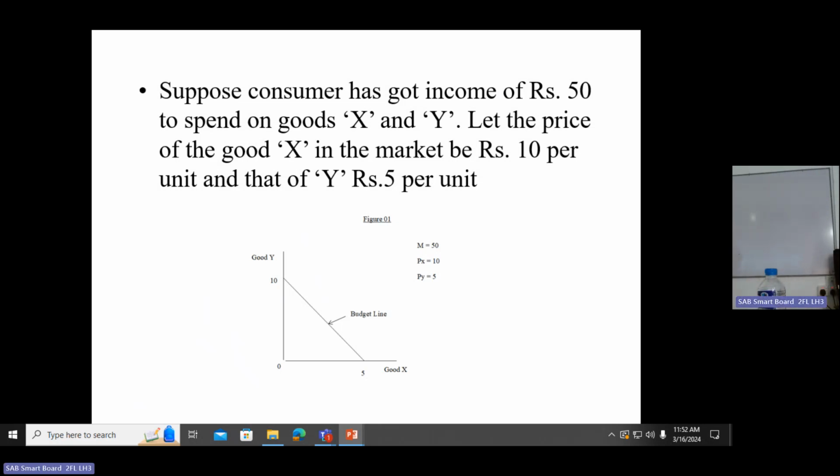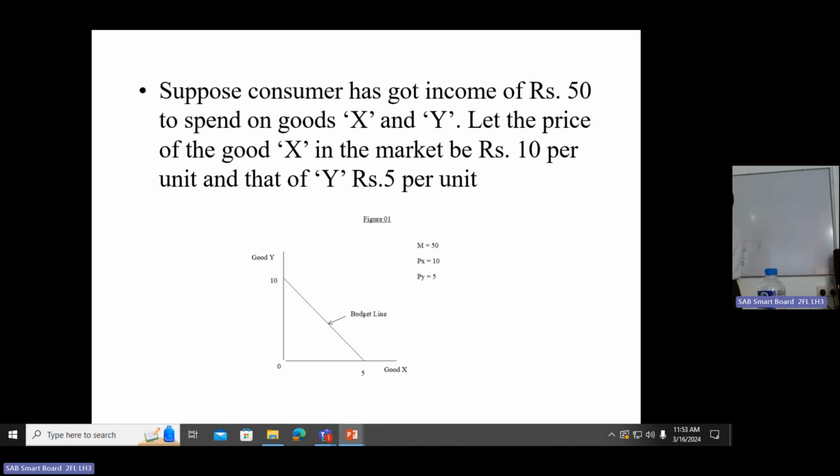We need to derive the extreme points, on the X and Y axes. If we allocate our whole income to product X, our money income is 50 and the price of X is 10. So we allocate the whole income, that means M divided by Px, which is 5.